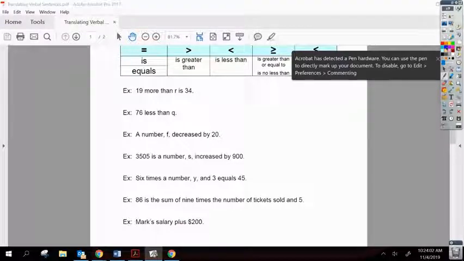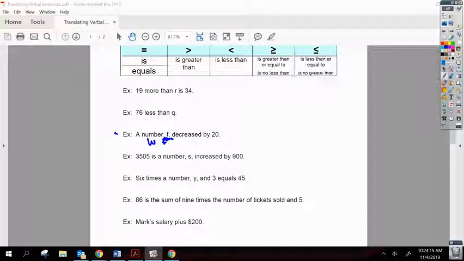Let's go through these examples a little bit, and I can show you how we should be doing these. This third example that we're up to: a number, which we'll call F, increased by 20. Sometimes students say, oh, the number, I'll call that W, and no. They're telling you your number is called F. So instead of writing two variables, the variable they're telling you should be F, decreased by 20.